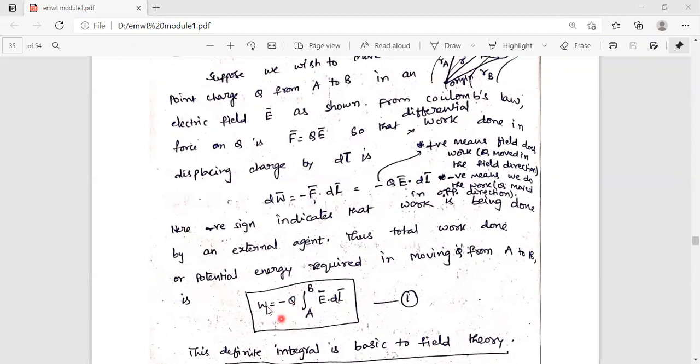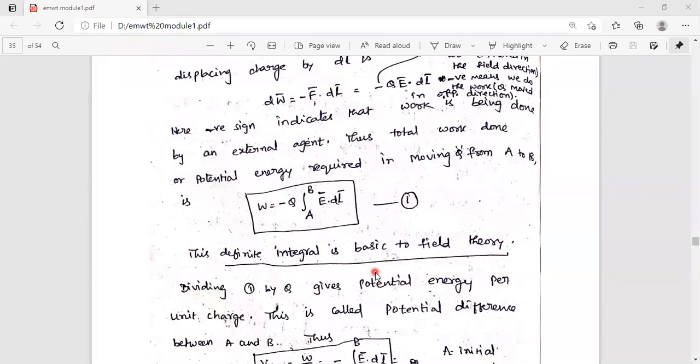Now what is the next step? If we divide this equation on both sides with the charge Q, then W by Q is equal to minus integral from A to B of E bar dot dl bar. Now what does this W by Q represent? It represents the electric potential or potential difference between these 2 points. It represents potential energy per unit charge, considering a unit positive charge. The work done per unit charge in moving the charge from point A to B is given by this expression.